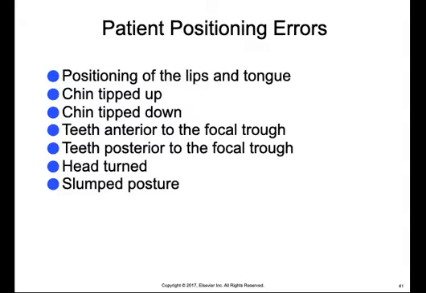Okay, some positioning errors occur because the panoramic image does not show the fine anatomic details seen on intraoral radiographs. And even the smallest patient positioning error can create a distorted image. So this can include the positioning of the lips and tongue, if you have the patient with their chin tipped up or down, or if the teeth are in front of the focal trough, or if they're behind the focal trough, or if the head is turned, or if your patient is in a slumped posture.